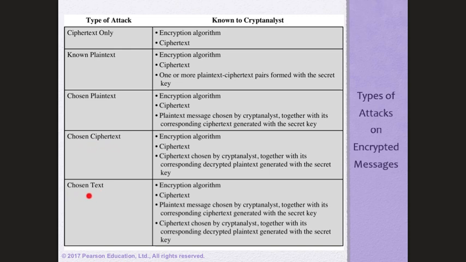This way, the last one, chosen text, means that I know some plain text and their corresponding ciphertext, and I know some ciphertext and their corresponding plain text. So I have a lot of knowledge about that communication system, and accordingly, this is the easiest way where I can break a system. This is the hardest, and in between there is some spectrum, which relates to the knowledge of the attacker about what's happening on that communication system, about the data going through that communication system. Okay.